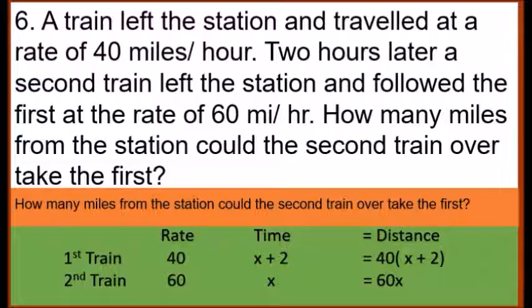Una, ang rate nung una is 40 miles per hour. Ang second train is 60 miles per hour. Ang time nung una is x plus 2. Bakit? May additional na 2 hours. Yung isa, kakalis lang, so x. The distance, pag multiply mo yon, that is 40 times x plus 2. And then the other one is 60 times x or 60x.